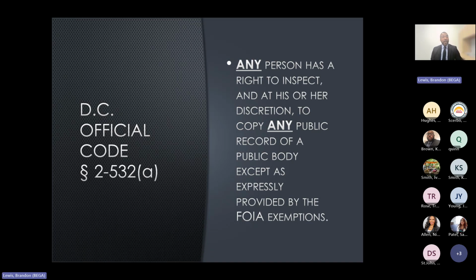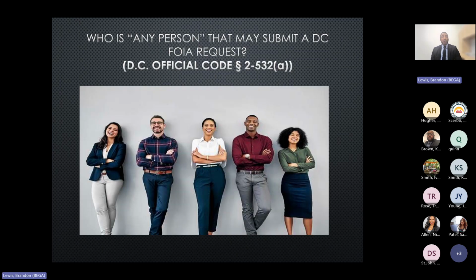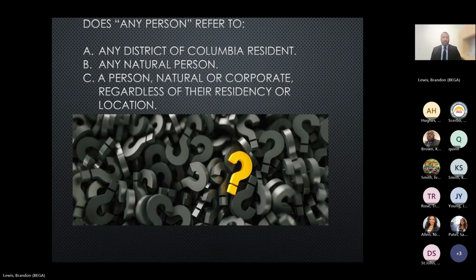DC Official Code 2-532A: any person has a right to inspect and at his or her discretion to copy any public record of a public body, except as expressly provided by the FOIA exemptions. Okay, so who is any person that may submit a DC FOIA request? Does any person refer to A, any District of Columbia resident, B, any natural person, or C, a person, natural or corporate, regardless of their residency or location?